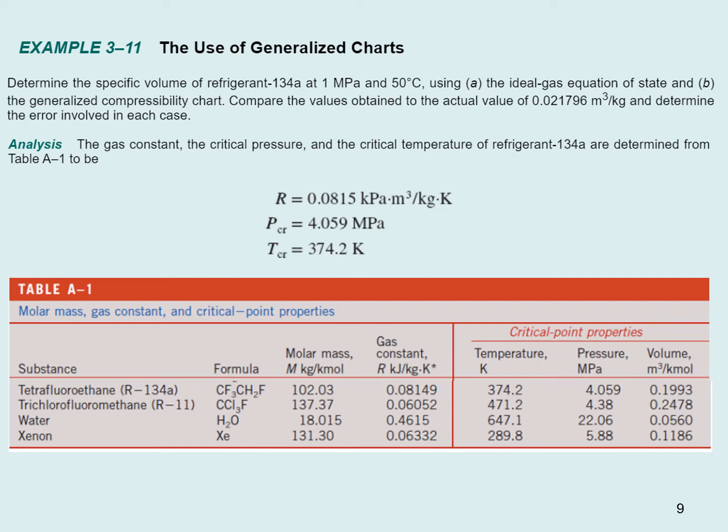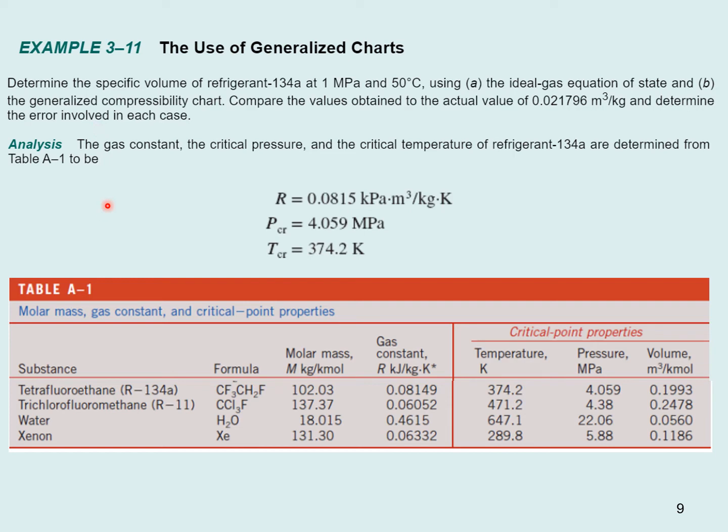So let's take a look at how to use the generalized charts from example 3-11. Determine the specific volume of refrigerant 134a at 1 megapascal and 50 degrees C using part A, the ideal gas equation of state, and part B, the generalized compressibility chart. Compare the values obtained to the actual value, 0.021796 cubic meters per kilogram, and determine the error involved in each case.